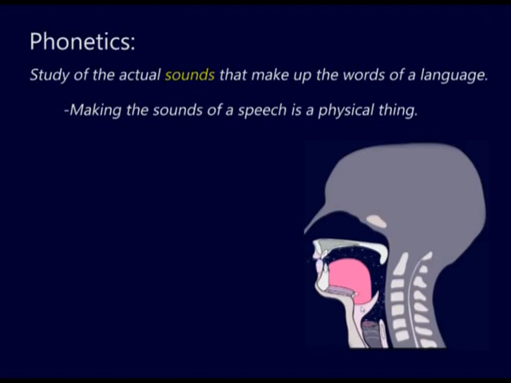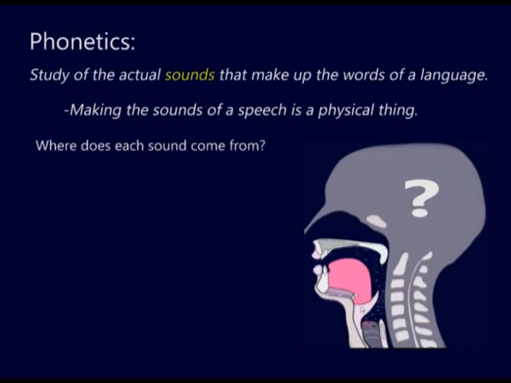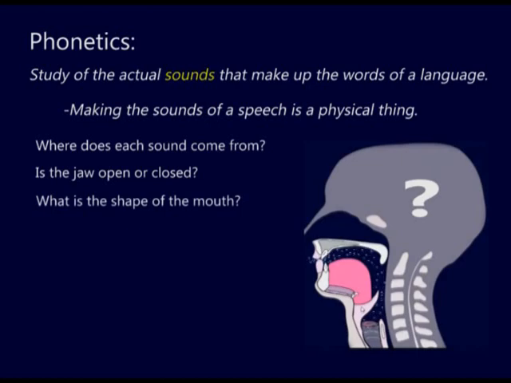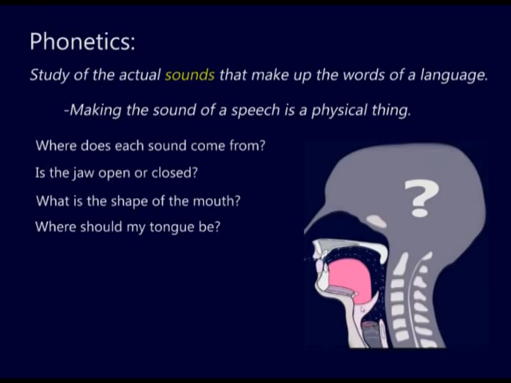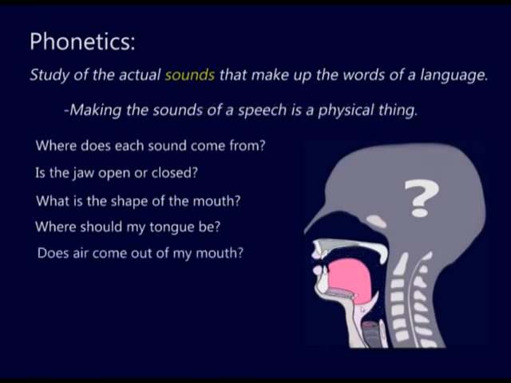So if you want to improve your pronunciation, think about these questions. Where does each sound come from? Is the jaw open or closed? What shape is my mouth? Where should my tongue be? Does air come out of my mouth when I say the sound? Is it voiced? Incorrect pronunciation is almost always the result of trying to produce a sound in a way that's physically incorrect.